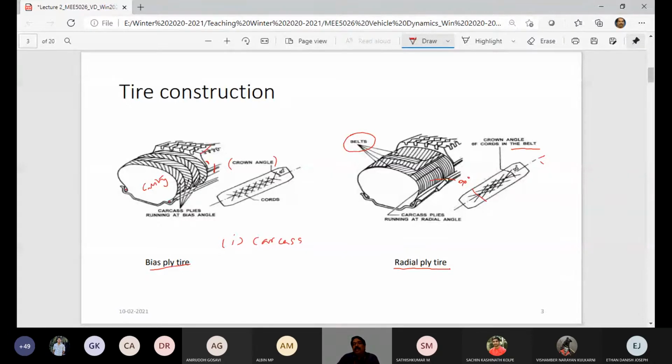Having ply cords running at 90 degrees takes care of the ride part, and the belt ply cords running at 20 degrees take care of the handling part.